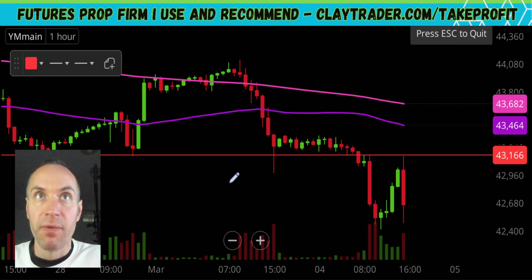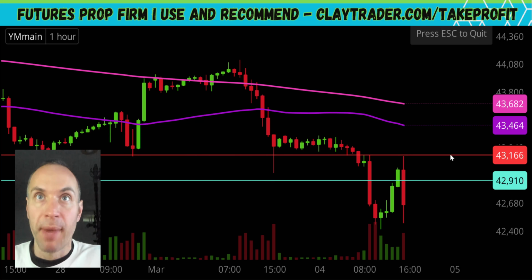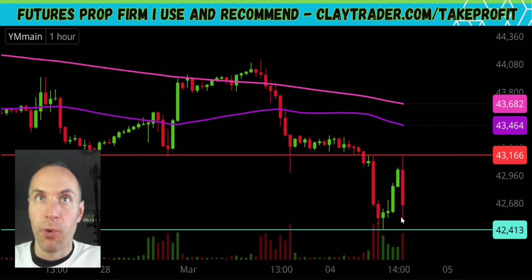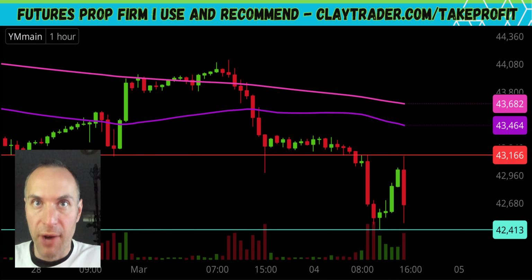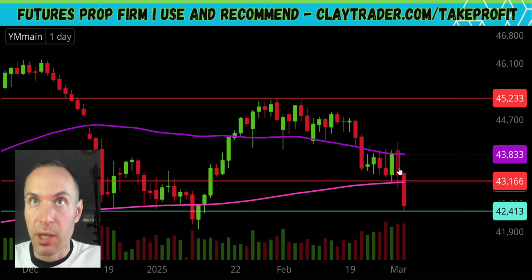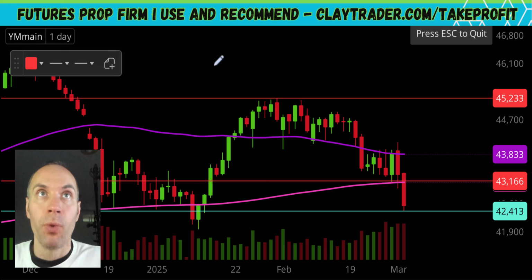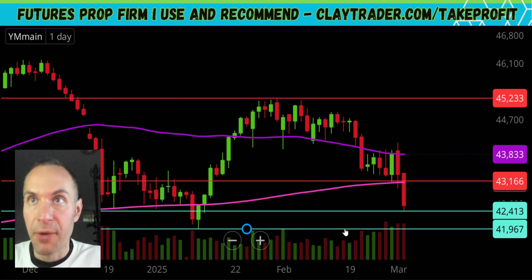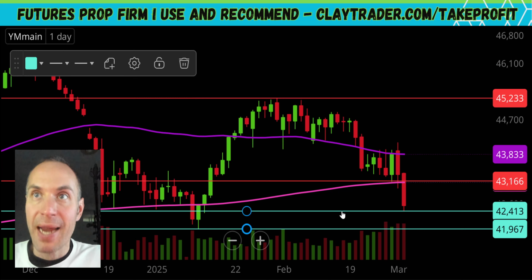In terms of current levels of support, nothing fancy here, just a basic question: where did the bleeding finally stop today? That was down there at 42,415. But if the price cannot hold above there, I'm actually going to change to the daily time frame, meaning each one of these now represents an entire day. If 42,415 cannot hold, then the next key level of support to watch very, very closely would be down there at the 41,967 mark.